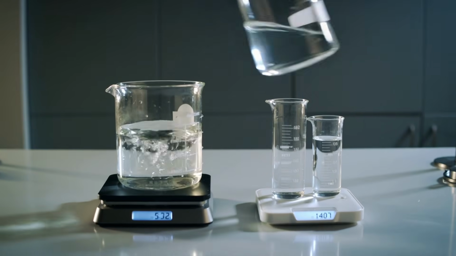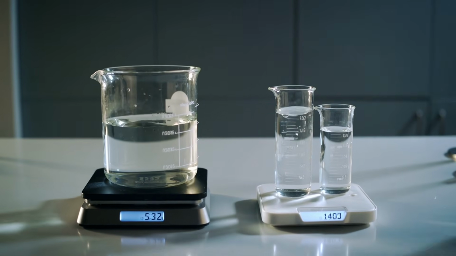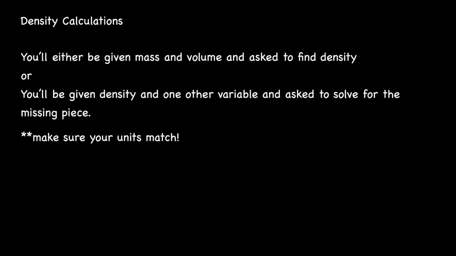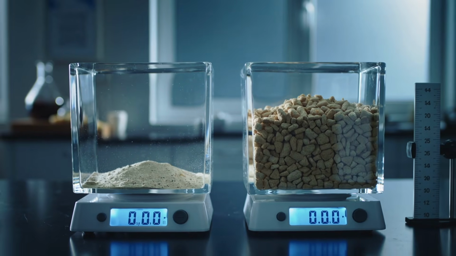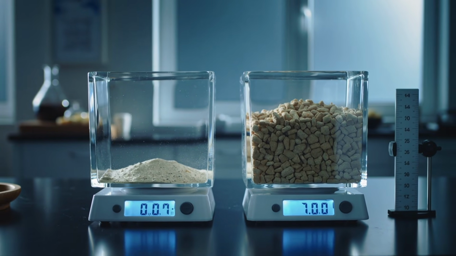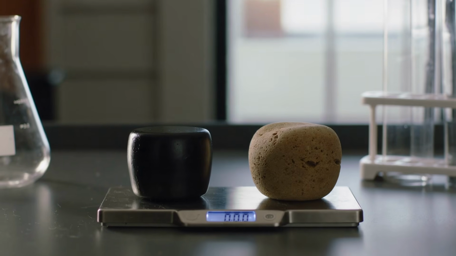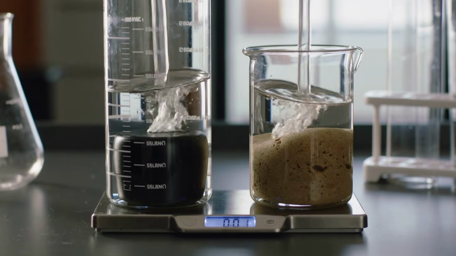In this first category, we're working with basic density calculations. You'll either be given mass and volume and asked to find density, or you'll be given density and one other variable and asked to solve for the missing piece. The key here is recognizing which form of the density equation you need and making sure your units match. These are typically one-step problems, but they're foundational. If these feel solid, everything else becomes much easier.